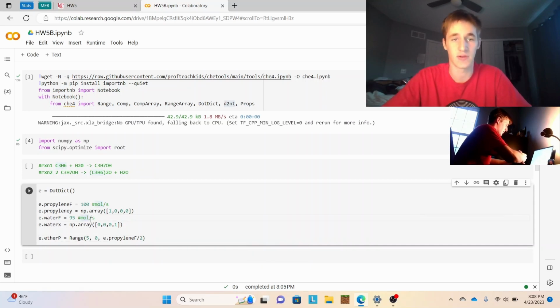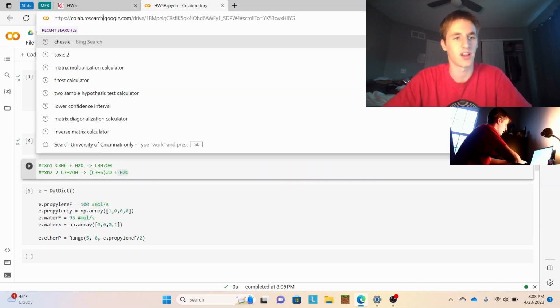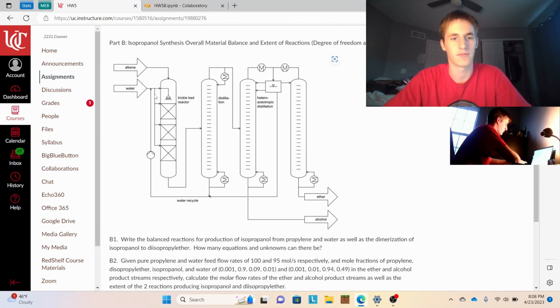Now, the reason we aren't taking water into account is if you see here, right, we add water in the beginning, but then the reaction also produces water, right? And along with that, if we look at our diagram here, right, there's a water recycle, so we have the water flow going in to the triple bed reactor plus the water recycle going into the triple bed reactor. So the reaction is actually dependent on the amount of propylene of our alkene up here, right?